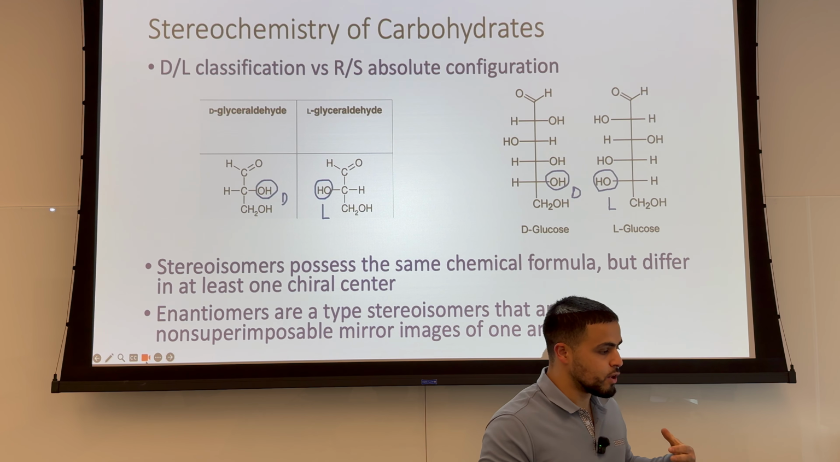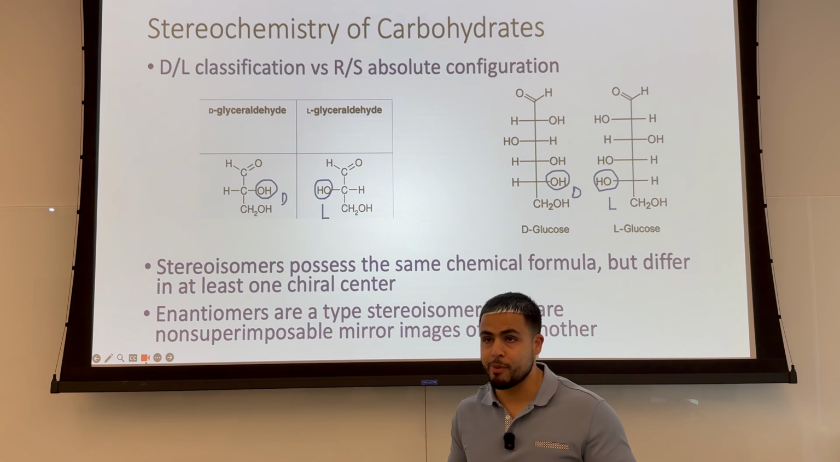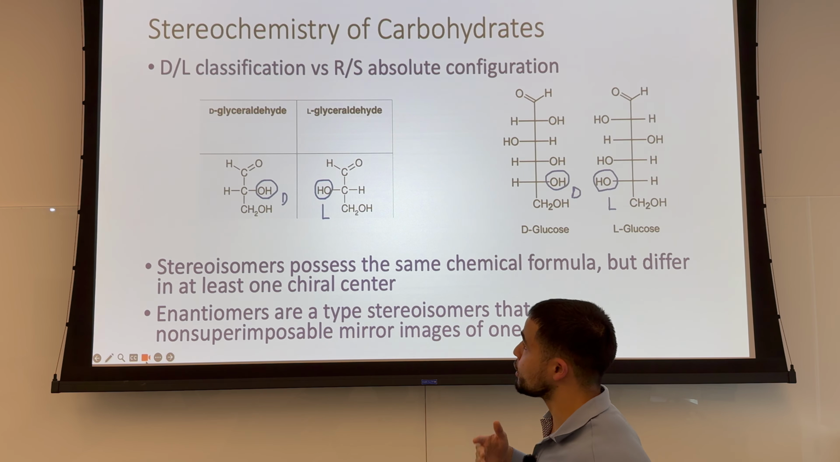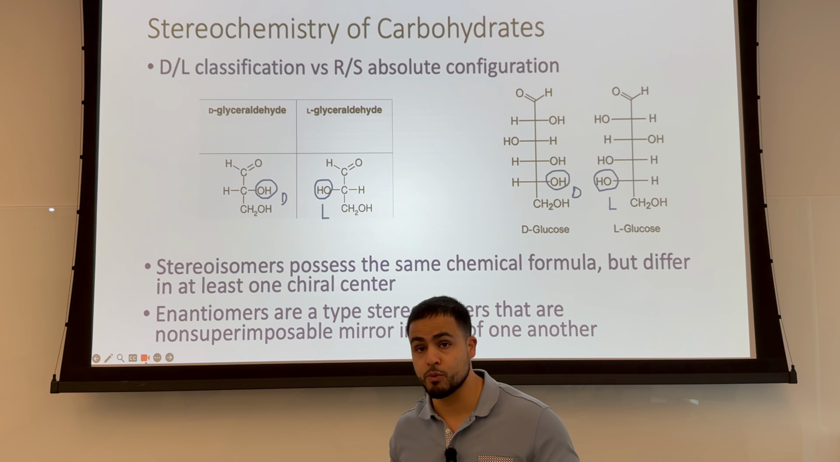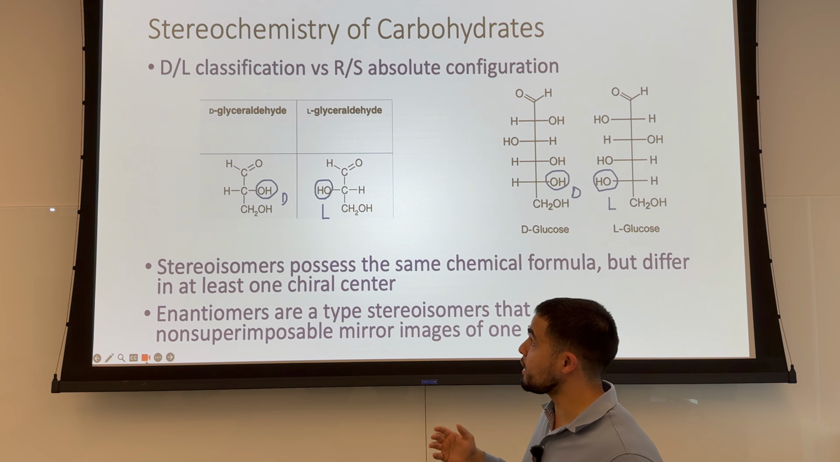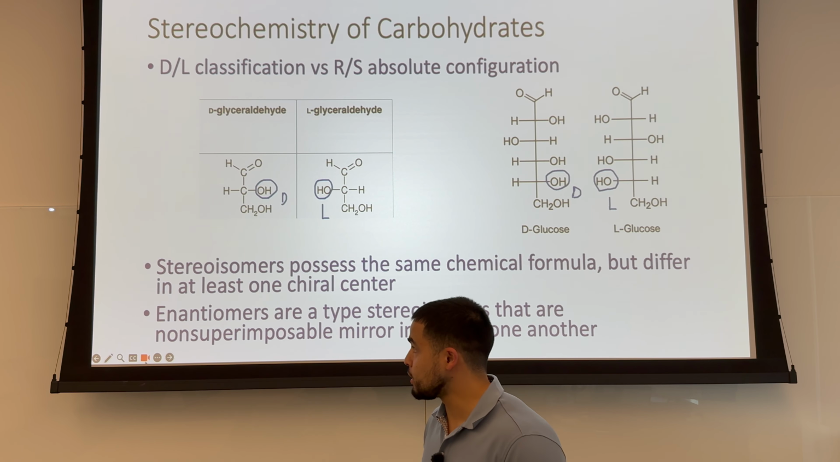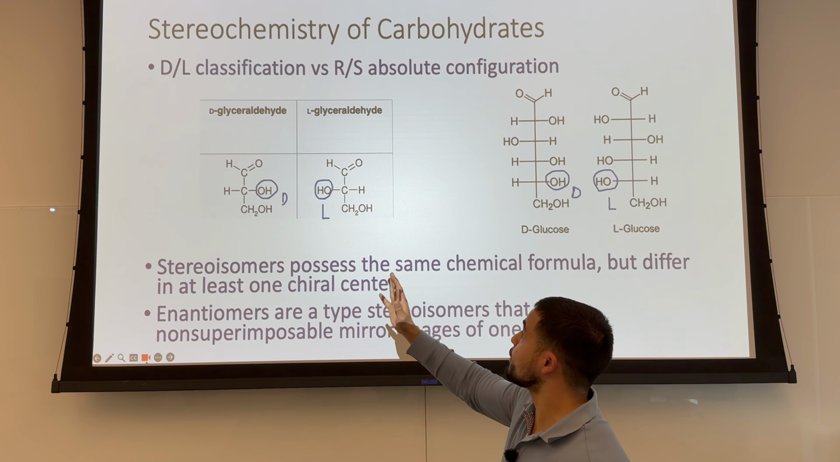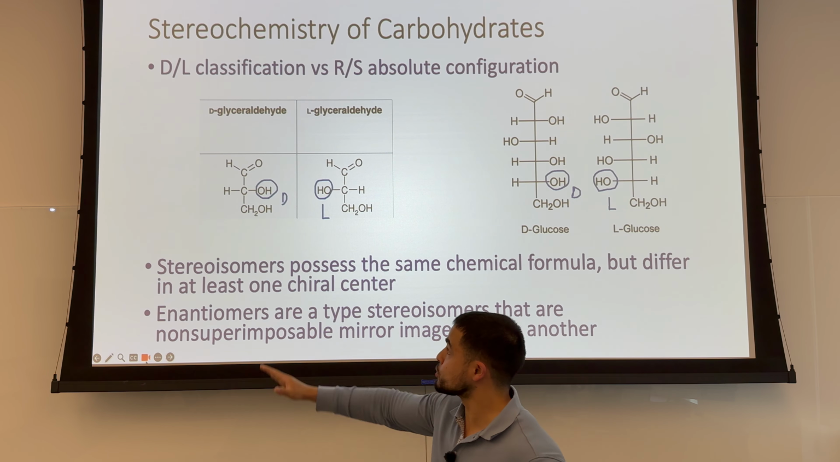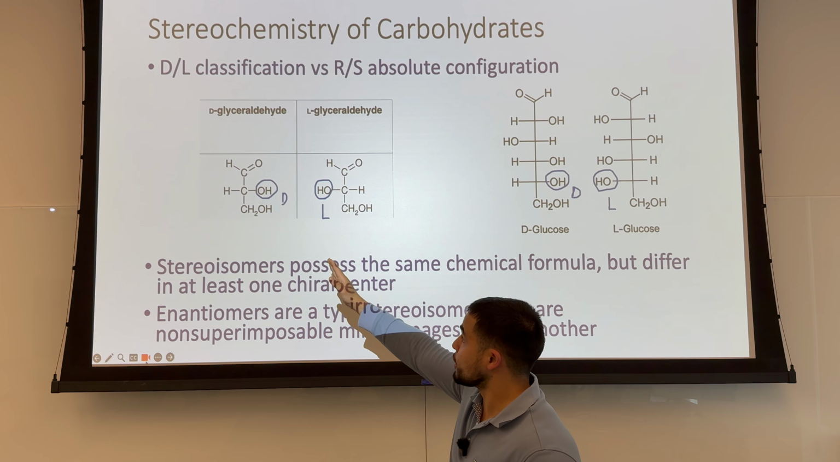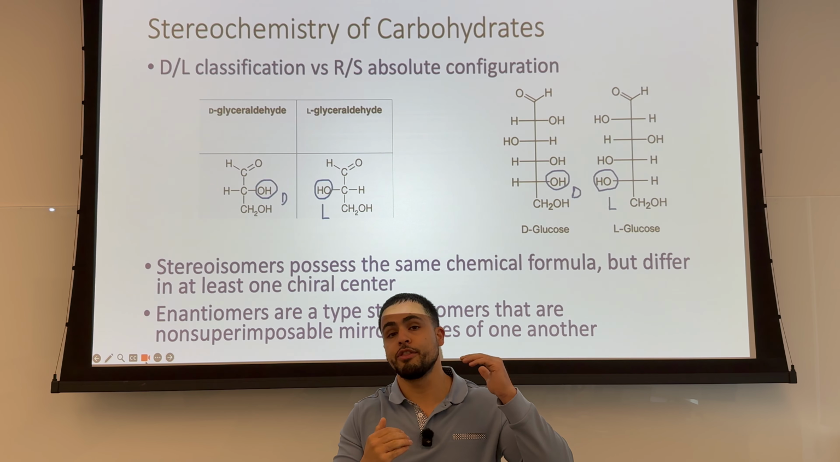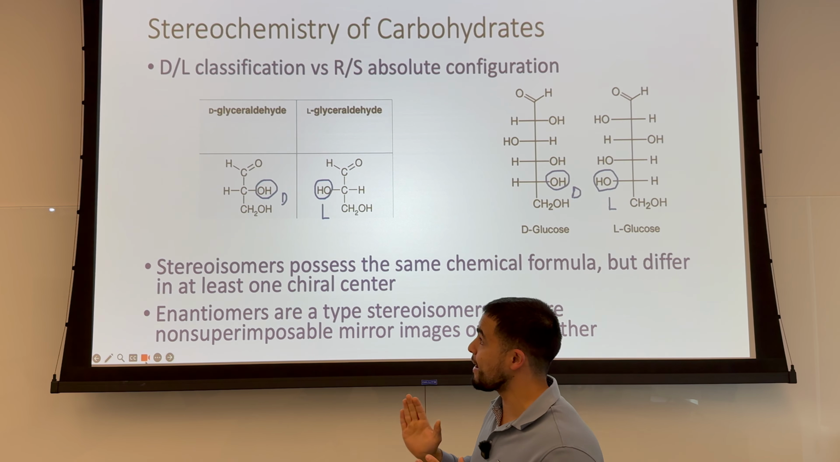In the case of carbohydrates, we rarely refer to the R/S absolute configuration. We focus more on the D/L classification. So how do we assign D or L to a carbohydrate? Well, it's all based on the glyceraldehyde molecule over here. So this is glyceraldehyde. And first of all, you're gonna have it on the Fischer projection. So this only works if you have the Fischer projection.